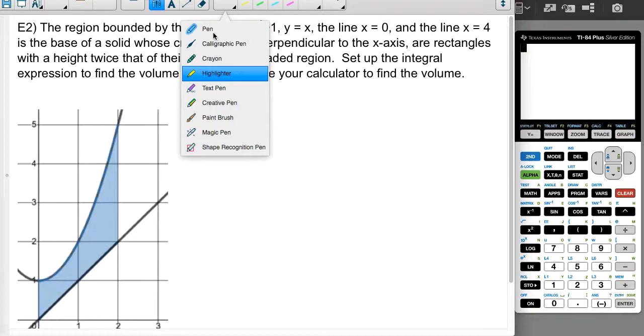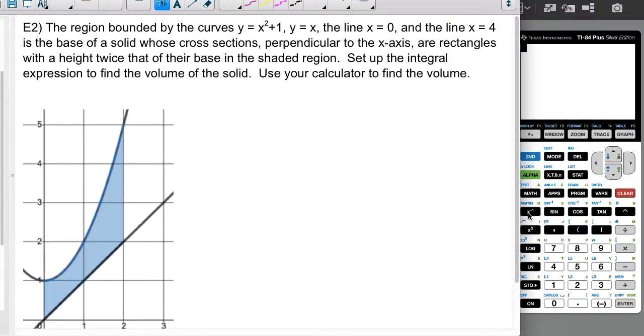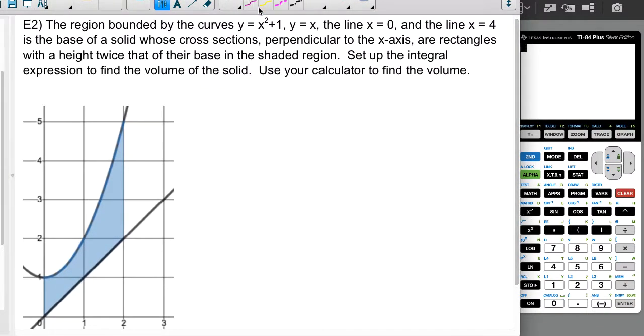Okay, so now I have a little bit more complicated problem. The region bounded by the curves y equals x squared plus 1, that's definitely this one because it's a parabola, the line y equals x, and the lines x equals 0 and x equals 4 is the base of a solid whose cross-sections, again perpendicular to the x-axis, because we're always perpendicular to the x-axis right now, are rectangles with a height twice that of their base.